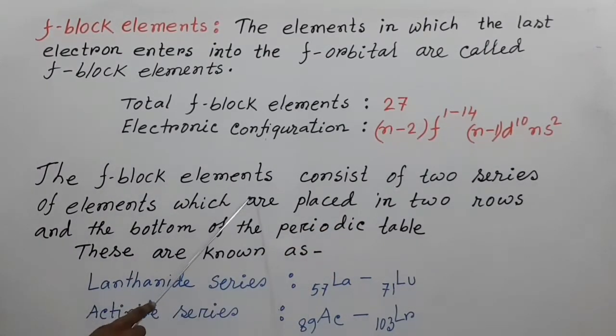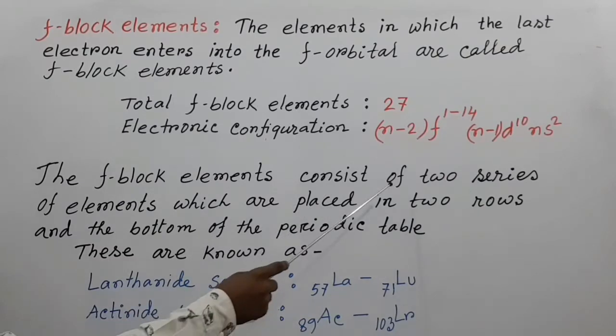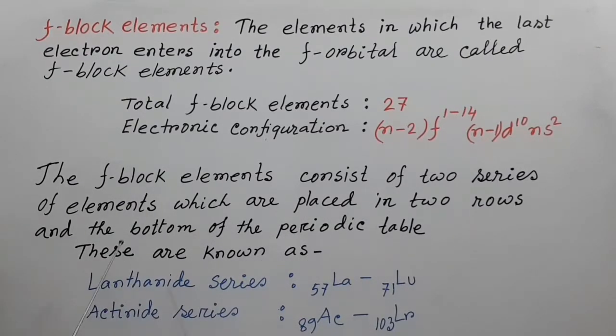The F block elements consist of two series of elements which are placed in two rows at the bottom of the periodic table. These are known as the lanthanide series and the actinide series. In the lanthanide series, lanthanum to lutetium, and in the actinide series, actinium to lawrencium elements are present.